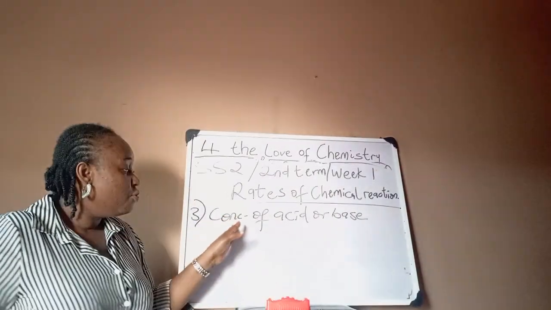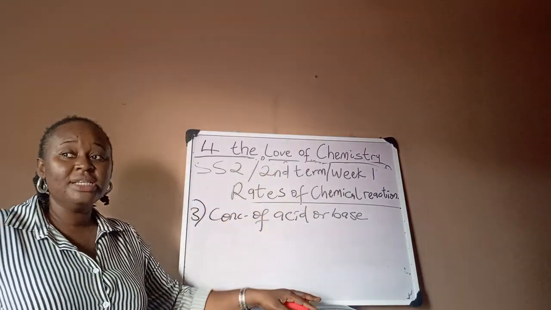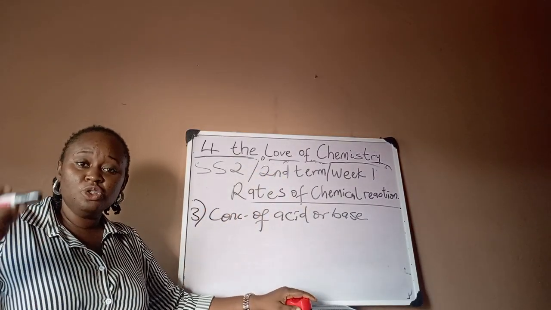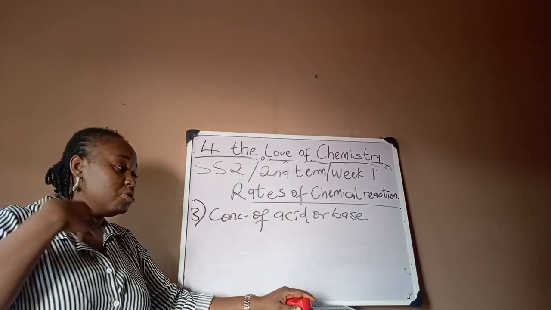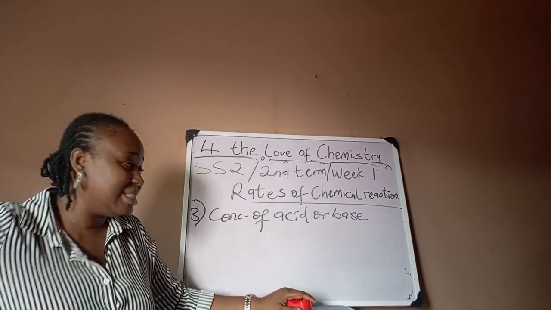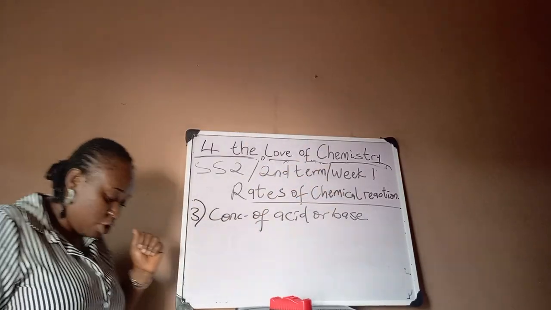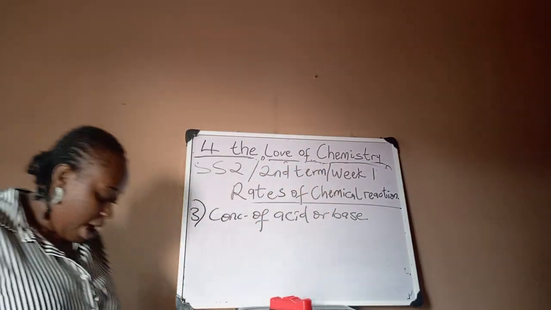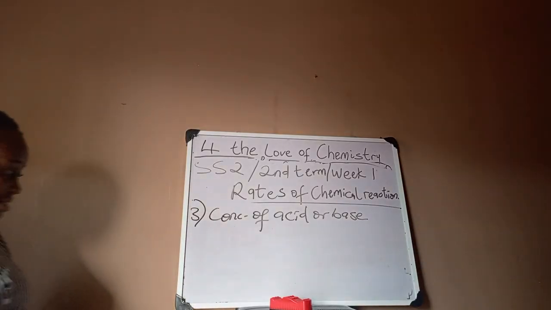In that way, we see that as the reaction is going on, there is change in the concentration of the acid or the base. So that change in concentration is what we check per unit time to determine the rate at which that reaction is happening. So another one is change in pressure of the system.